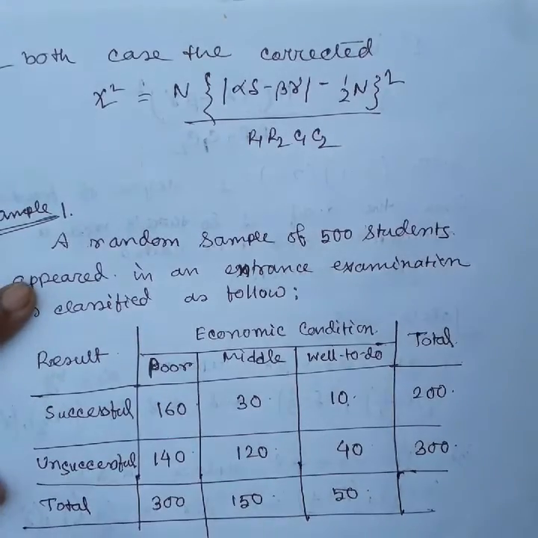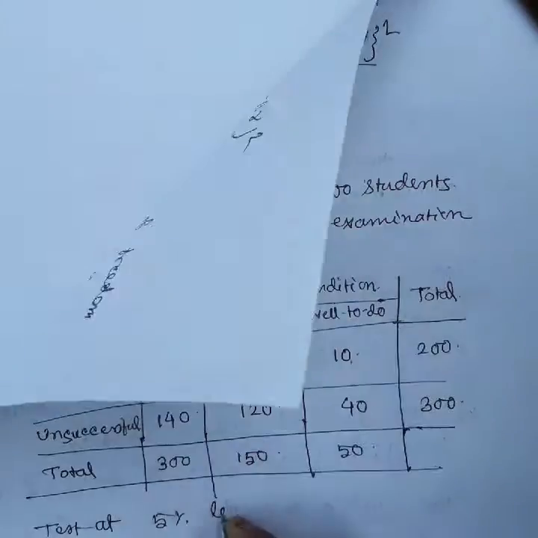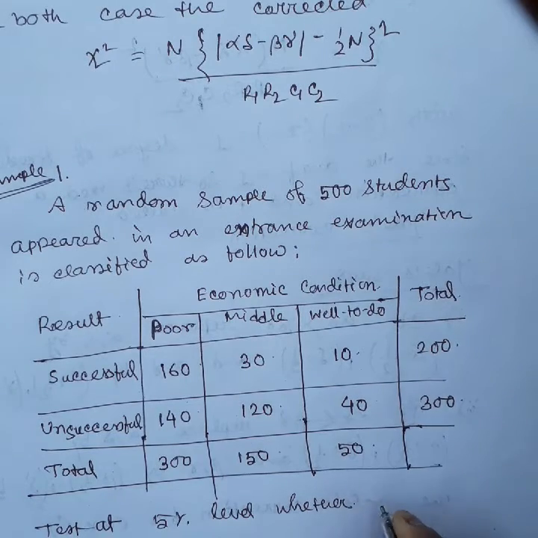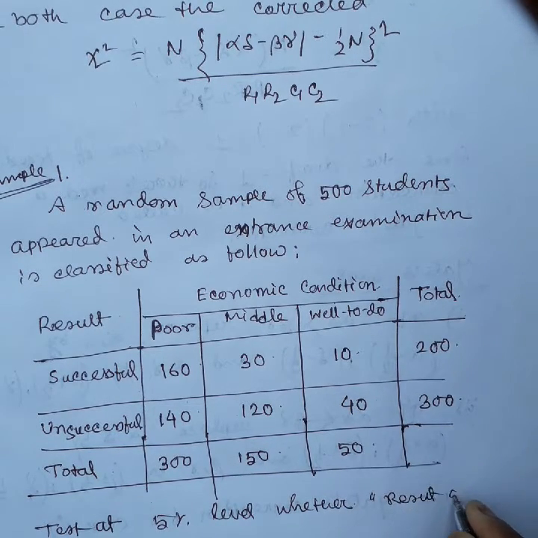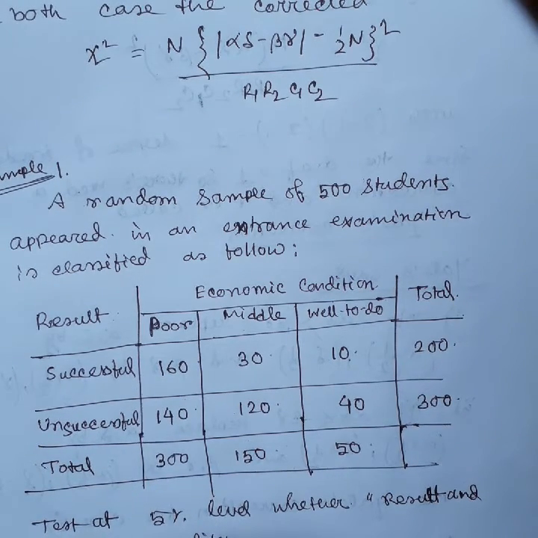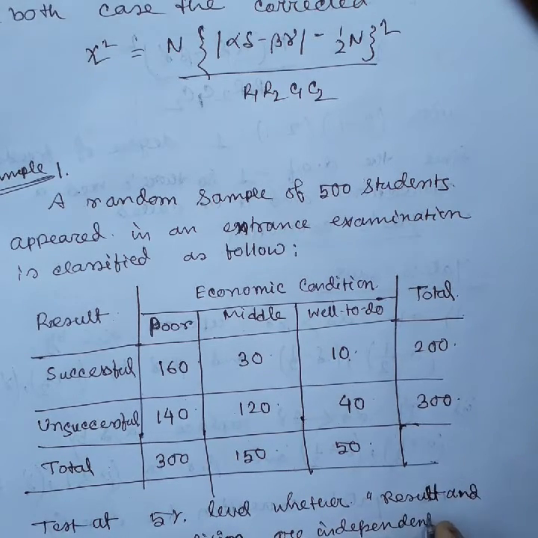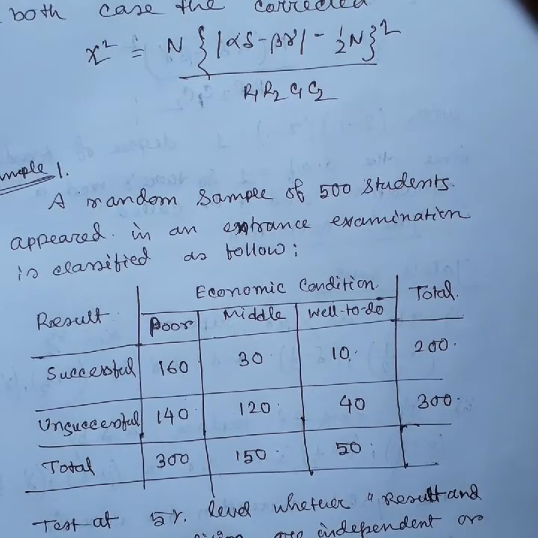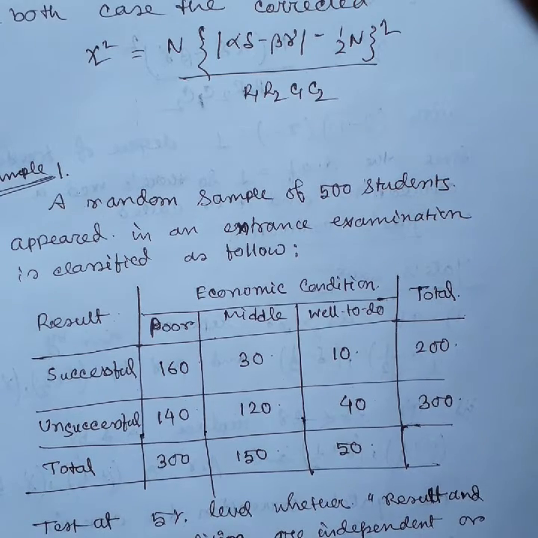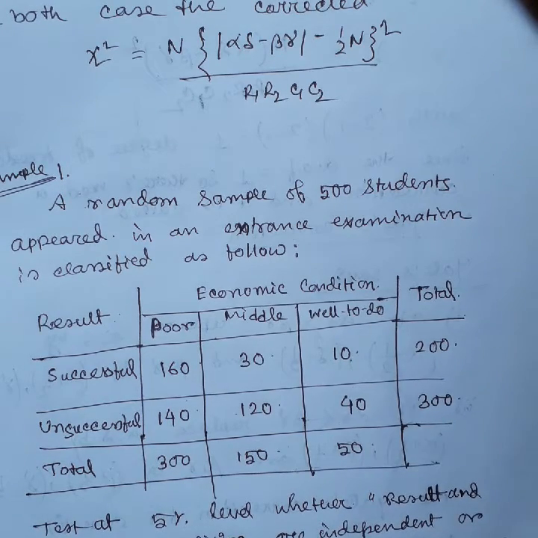The question is, test at 5% level whether result and economic condition are independent or not, and it is given chi-square 0.05 is equal to 5.99 for 2 degrees of freedom.